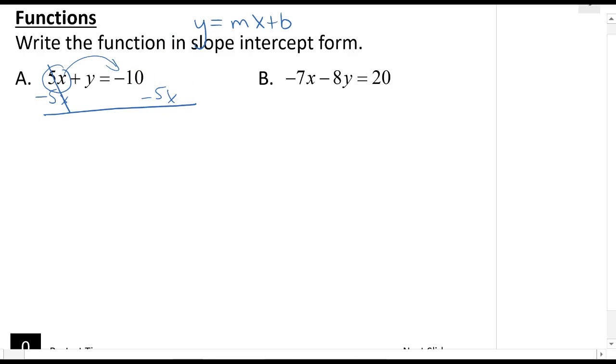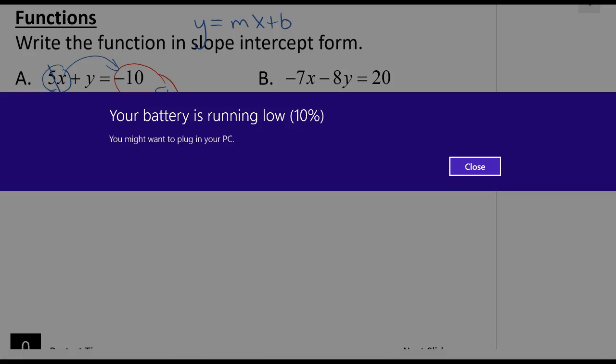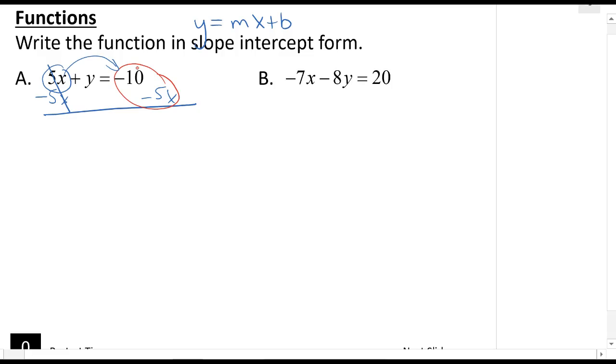Remember, these are not like terms. The negative 10 and the negative 5x. They're not like terms. So I can't combine them, I can't add them, I can't subtract them. So all I can do is just rewrite them. So now I get y equals, and I always start with the x term, and then negative 5x minus 10. And there we go. There's our equation.